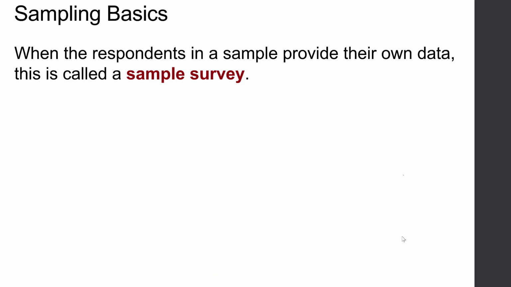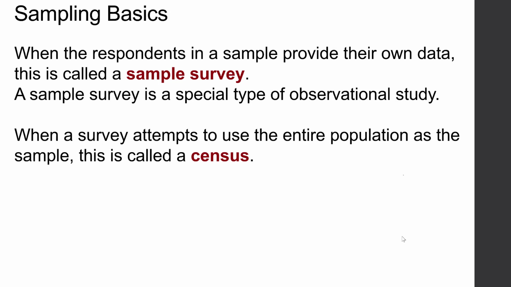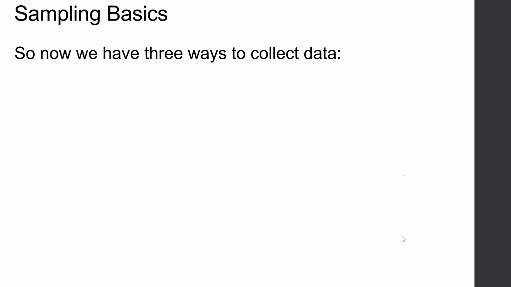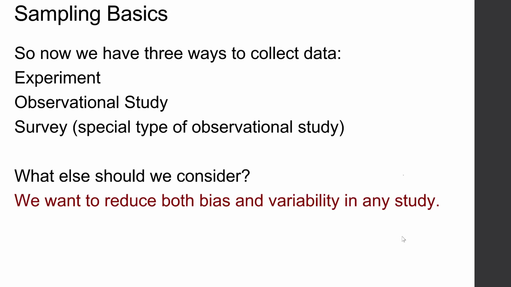All right, so when the respondents in a sample provide their own data, we call this a survey. A sample survey is a special type of observational study. When a survey attempts to use the entire population as the sample, this is called a census. So now we have 3 ways to collect data: an experiment, an observational study, and a survey, which is a special type of observational study. What else should we consider? Well, we want to reduce both bias and variability in any study. These are 2 different things, 2 different types of offness that we want to be able to control. So we want to reduce bias and variability.